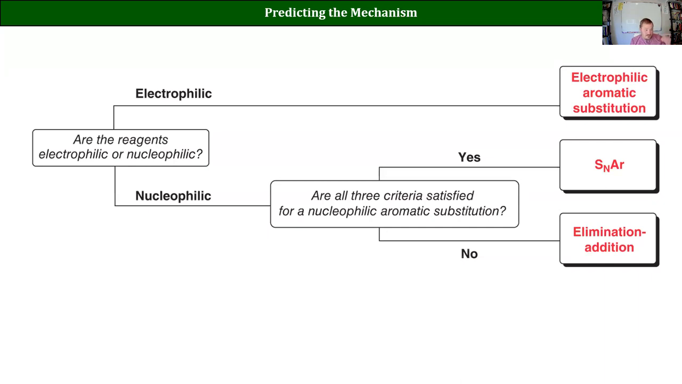And again, the biggest difference is electrophilic versus nucleophilic. Right? Anything that's missing electrons or has a Lewis acid involved is going to be an electrophile. Anything with a negative charge or that's a strong base is going to be a nucleophile.